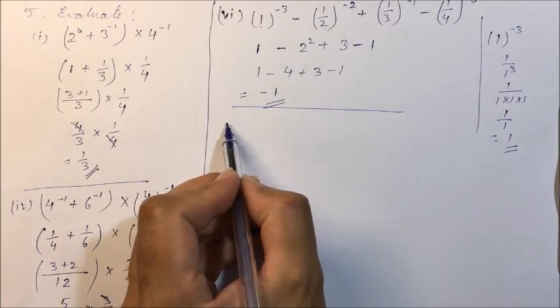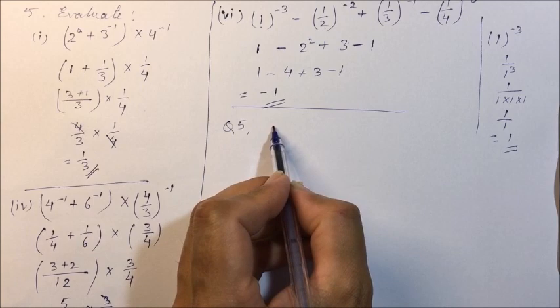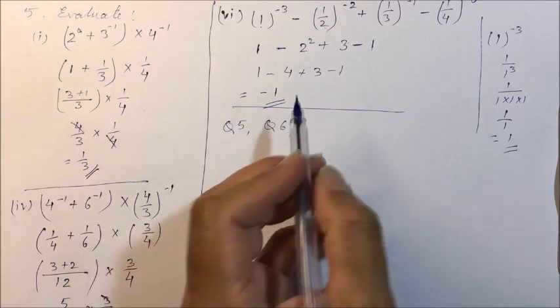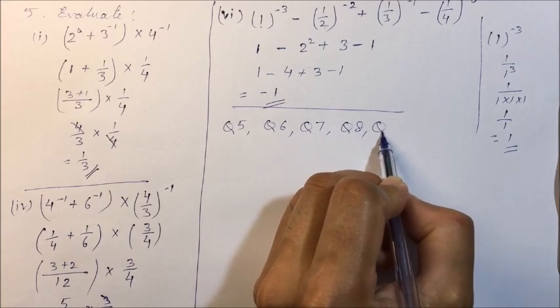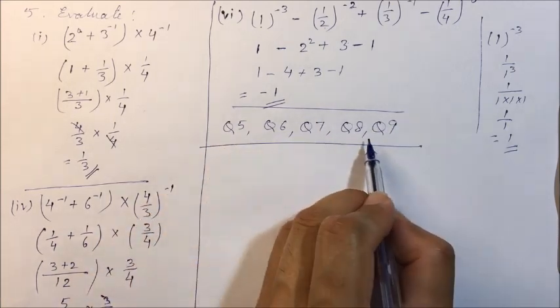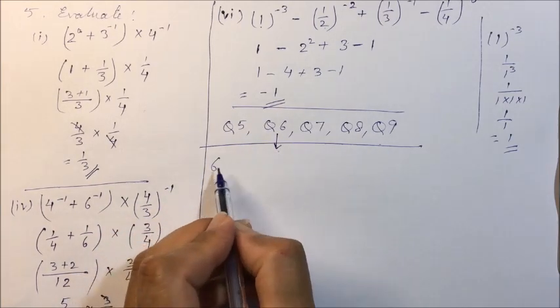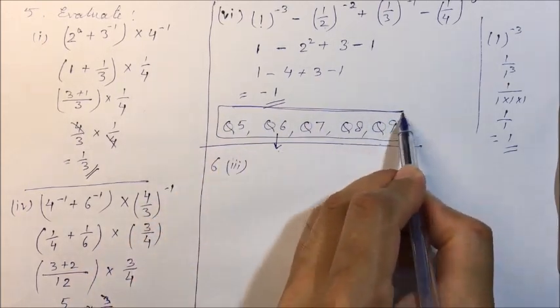So try to solve the questions: question 5th, question 6th, question 7th, question 8th and question 9. These questions try to solve. From 6th, I'll be taking one more question, that is 6th, third part I am taking.